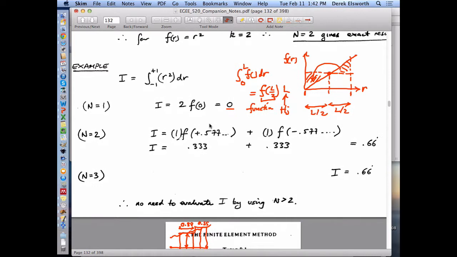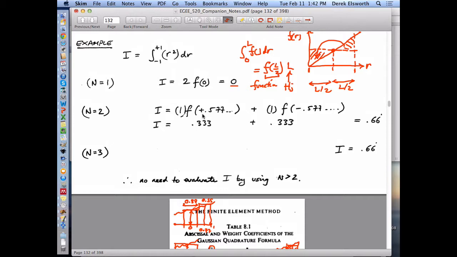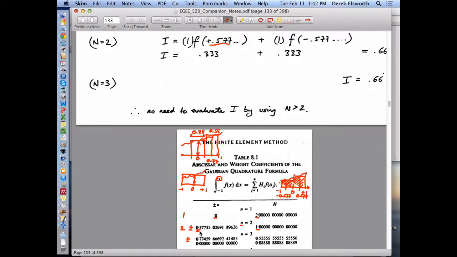If you use two-point quadrature, then you calculate the function at plus 0.577, which is just 0.577 squared, multiplied by this weighting function. If we just move it up so you can see this, this is the location where we calculate it. This is the magnitude of the weight. This is the location where we evaluate the function, 0.577 squared, multiplied by the weight, plus minus 0.577 squared, multiplied by the weight. And the result we get should be 0.66.